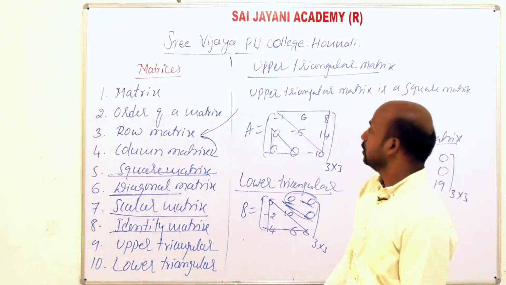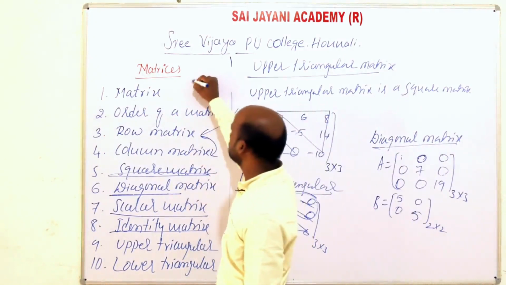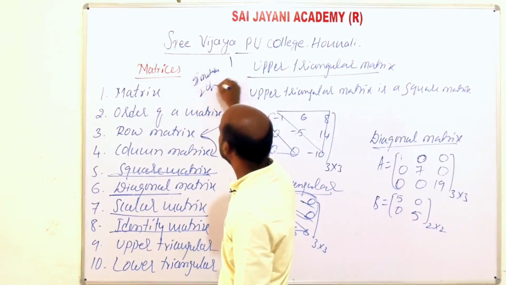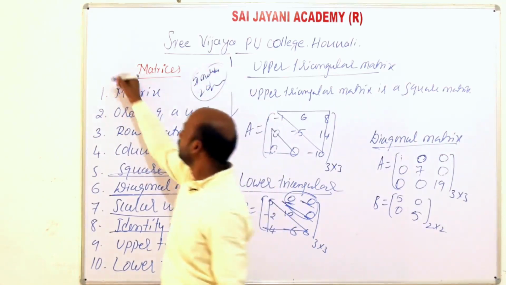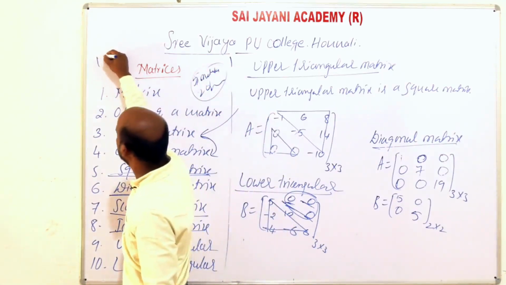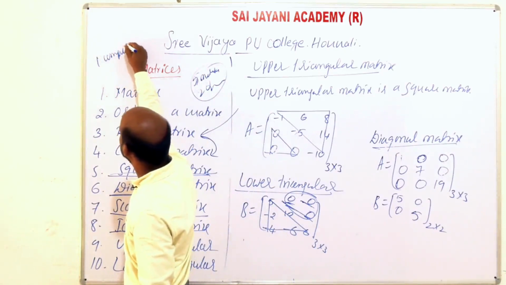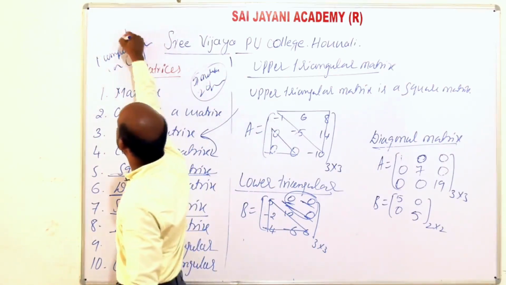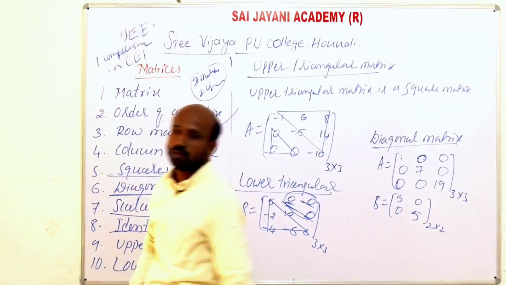So in your examination you will get compulsory 5 marks 2 questions in matrices. 5 marks 2 questions. And also you will get one compulsory question in your seat and in JAYANI. One compulsory question.